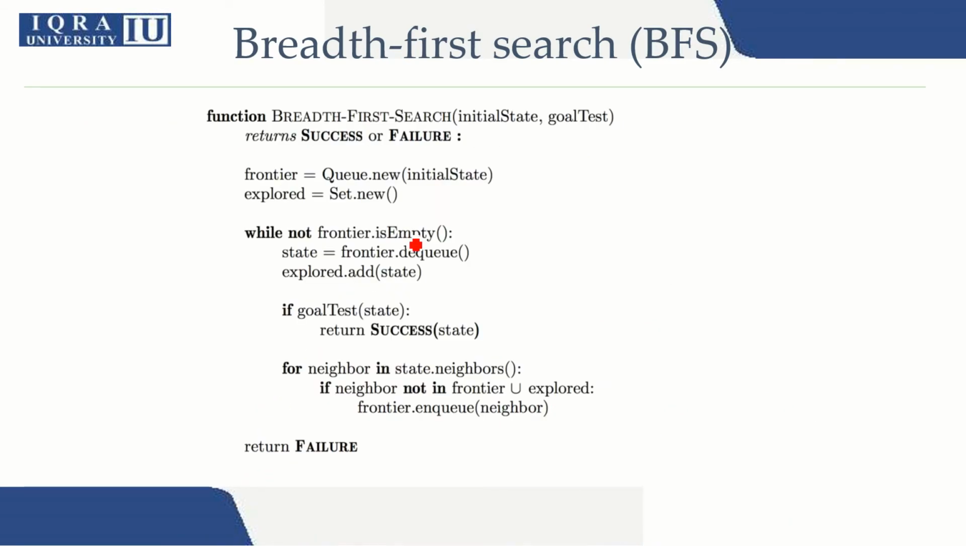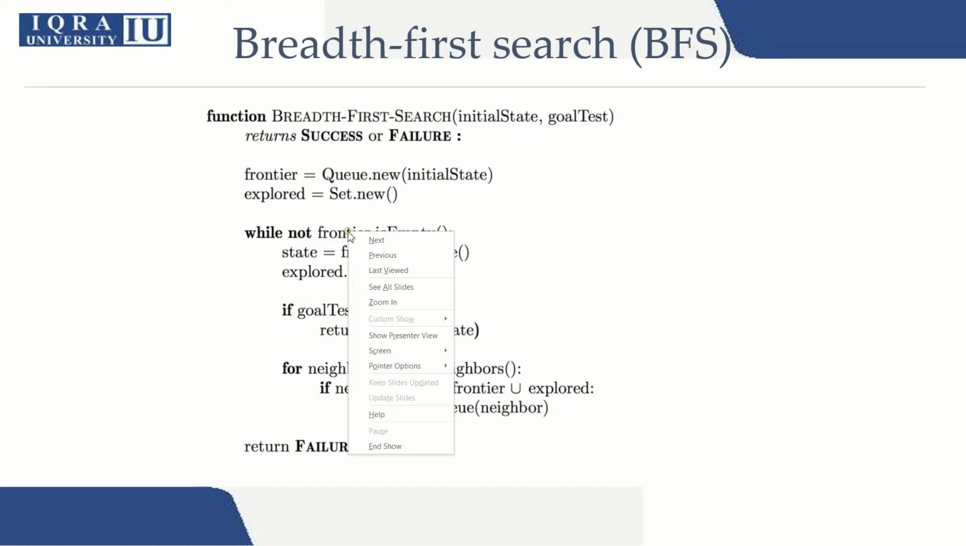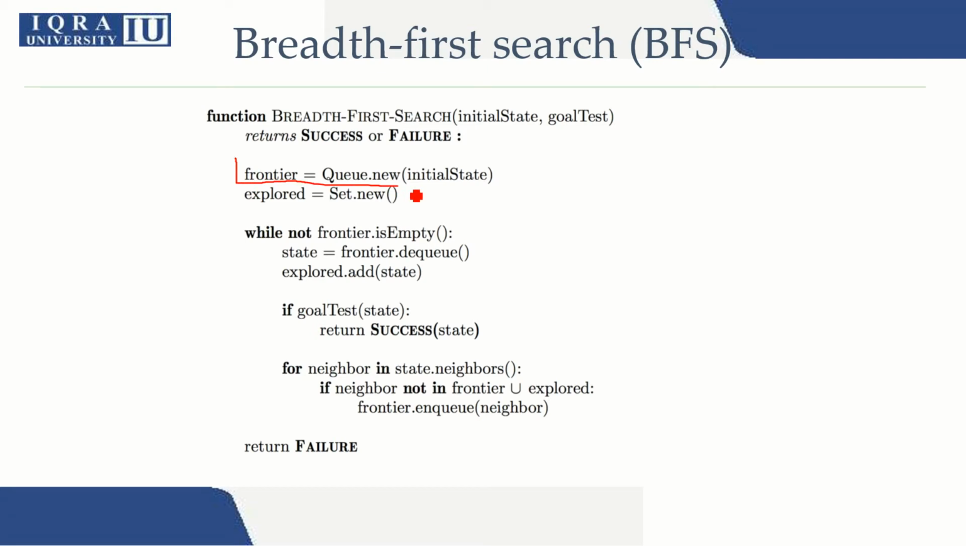So the idea is very simple. You can see this is exactly the same code that you see in tree search, but the only difference is that the frontier has been initialized as a queue, a FIFO queue. Okay, and explored is a set that will keep track of all the nodes that we have seen so far.